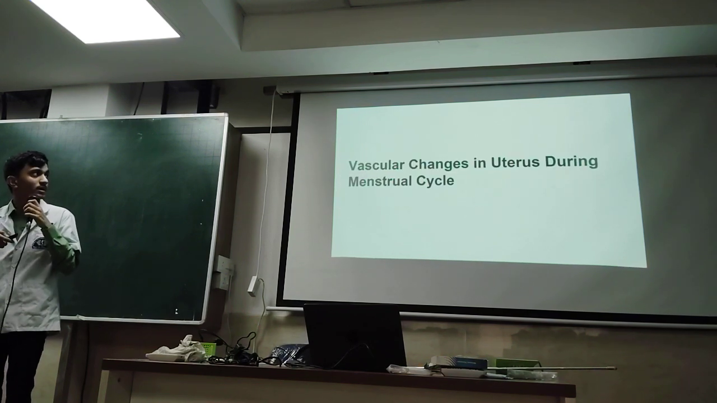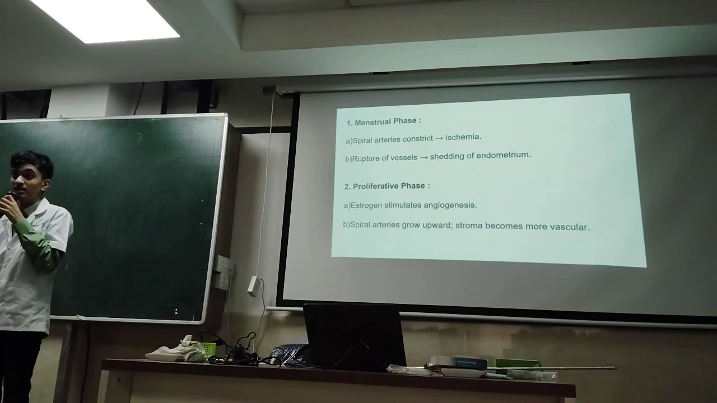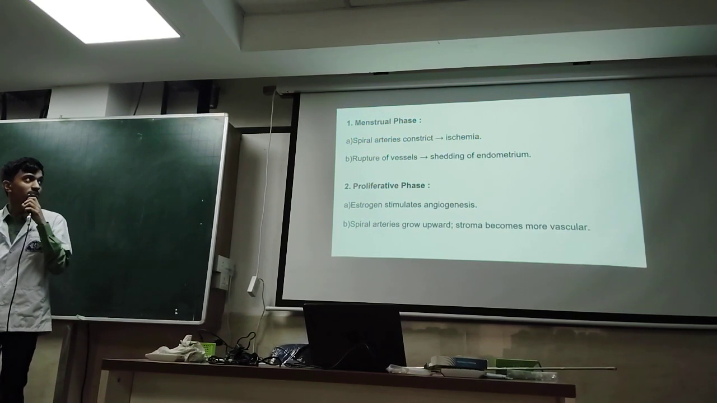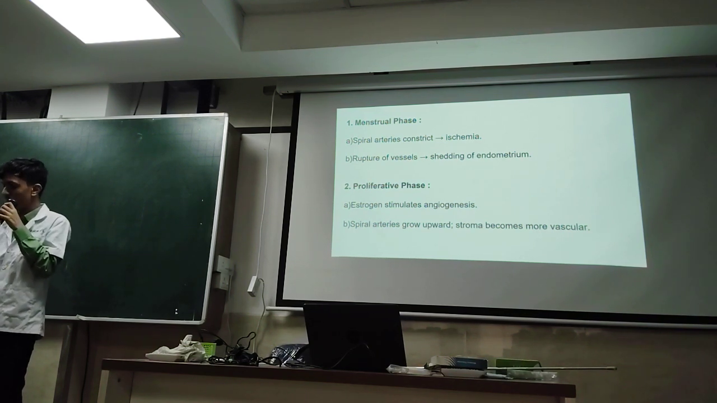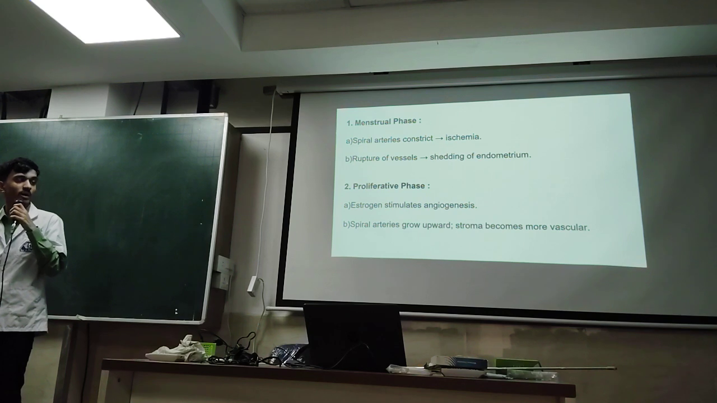Now we will discuss the vascular changes in the uterus in detail. Firstly, in the menstrual phase, there is a constriction of spiral arteries which leads to ischemia, which causes rupture of vessels and shedding of the endometrium. While in the proliferative phase, the spiral artery grows upward and the stroma becomes more vascular due to the action of estrogen.